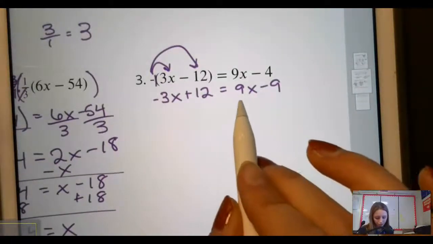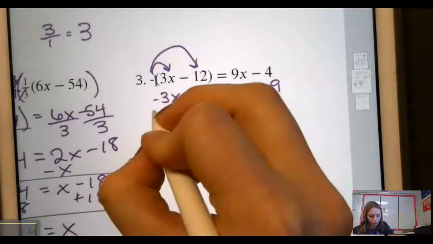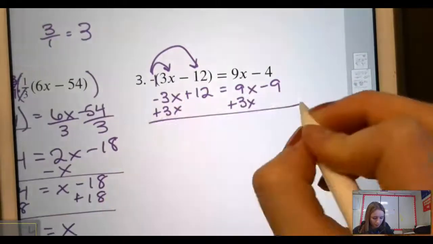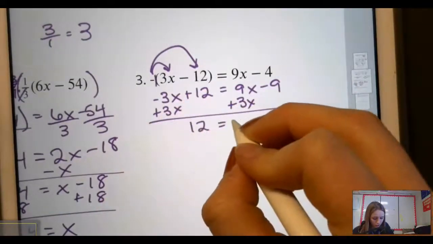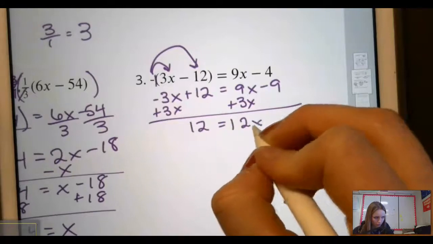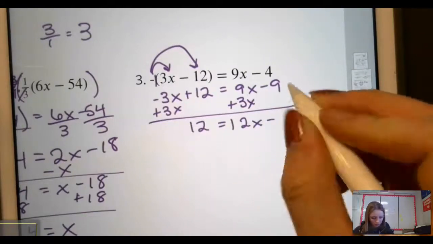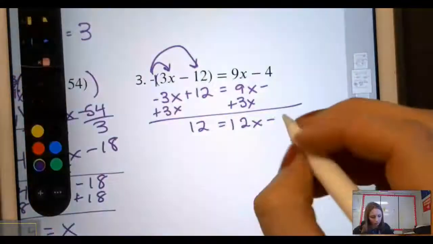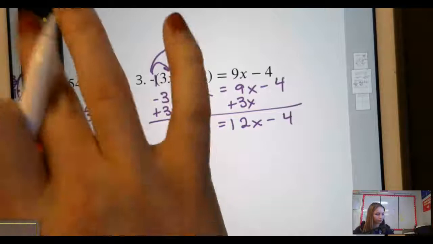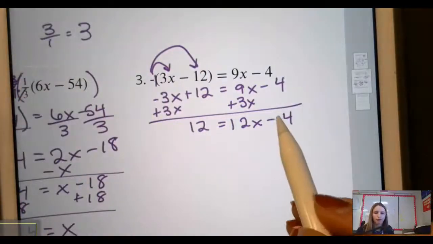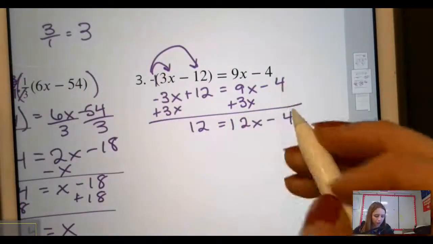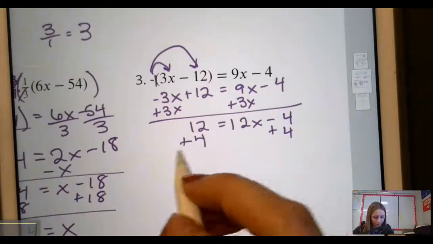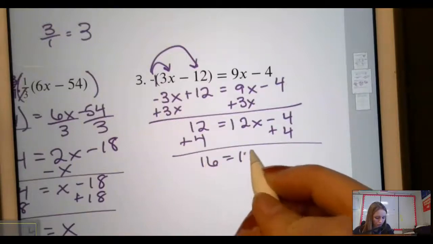Now what I'm going to do is add 3x to both sides. And I get 12 equals 12x minus, I don't know why I wrote a 9 there. Sorry. Here we go, minus 4. Now I want to get my 12x by itself, so I need to undo this subtraction. And I get 16 equals 12x.